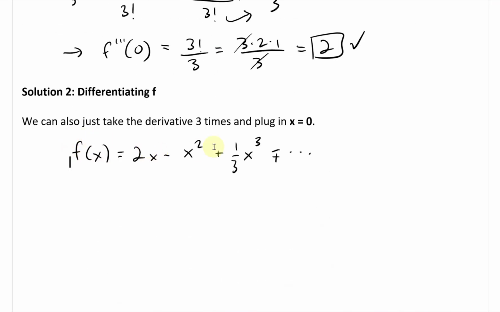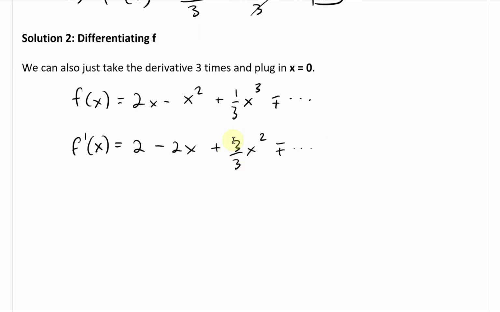Alright, so that is f of x, and let's take the first derivative. So f prime of x is equal to the derivative of each term. So the derivative of 2x is just 2. And then for this one here, if you recall the power rule, the 2 goes down and you subtract a power. The next one is plus, the 3 goes down, 3 over 3, and then x squared, and it goes minus plus dot dot dot. Then these ones cancel, that just becomes 1.